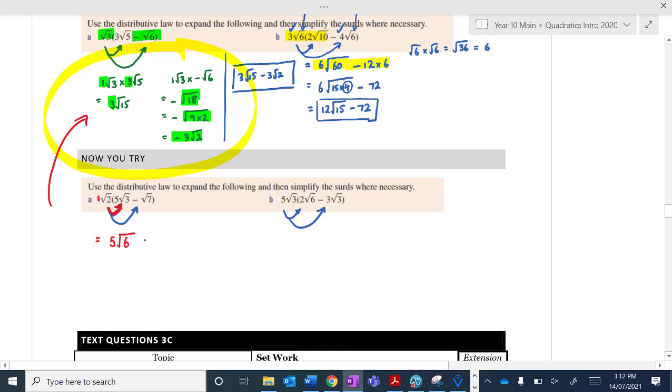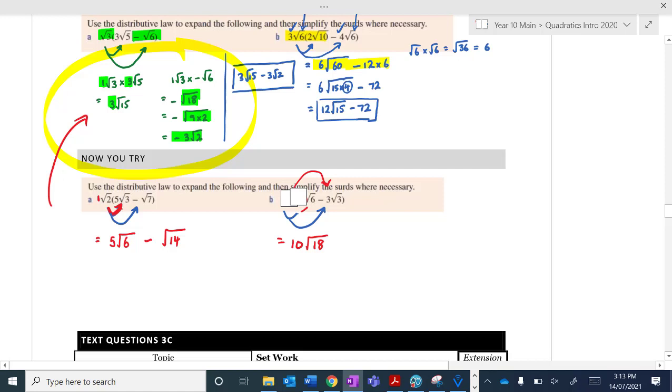And then the second one expanded, we've got a 1 out the front, 7 times 2 is 14. And we can't go any further because 6 and 14 have no factors of perfect squares. So we're done. You don't have to do anything more. For the next one, 5 times 2 is 10. And root 3 times 6 is root 18, but we can simplify that.